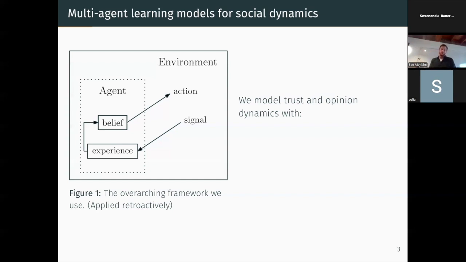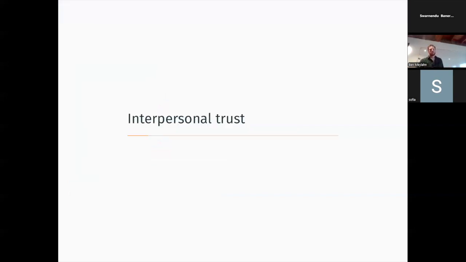So we will model trust and opinion dynamics with learning. And because this signal from the environment can be the experience for the other agent, we can also talk about that as some form of social influence. And then where possible, we will also include a network structure and ask, what does it matter how these interactions are located in some kind of network? And does that make a difference?